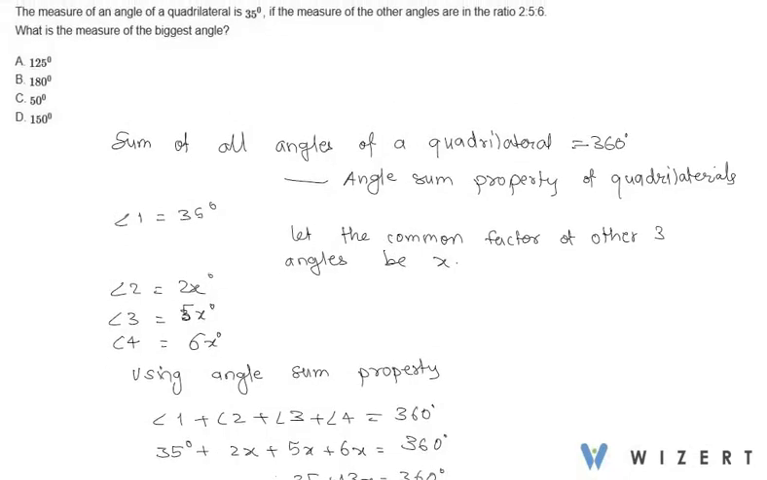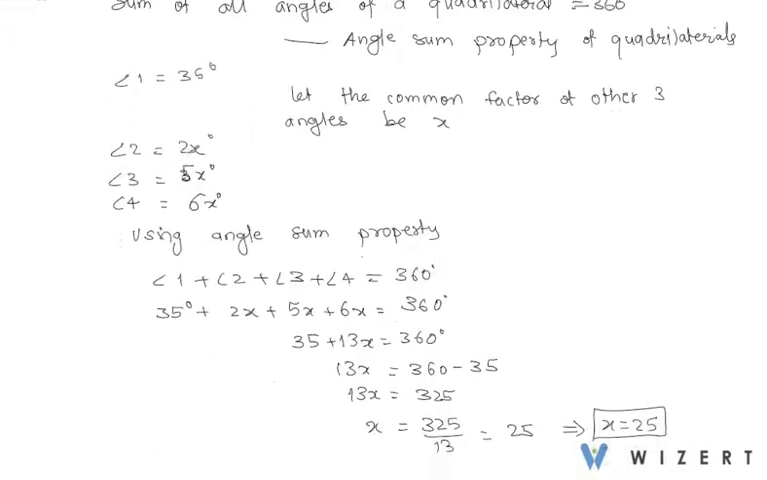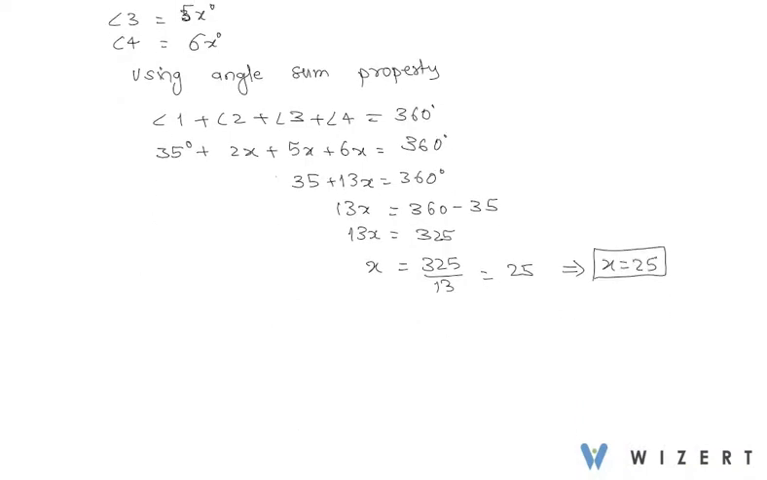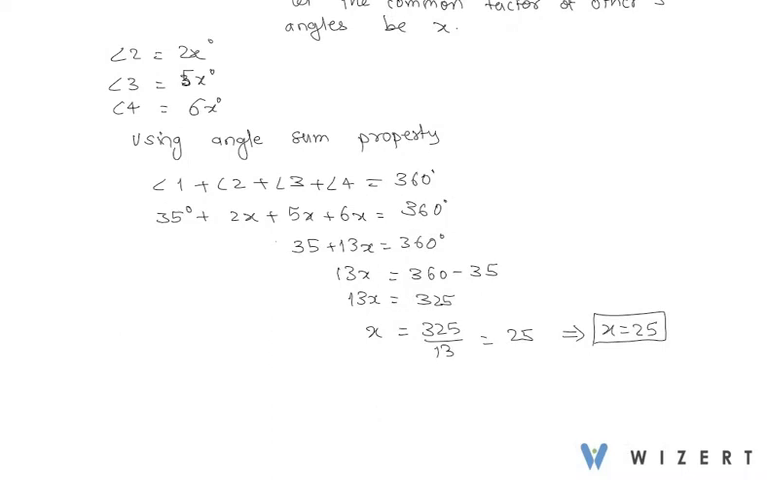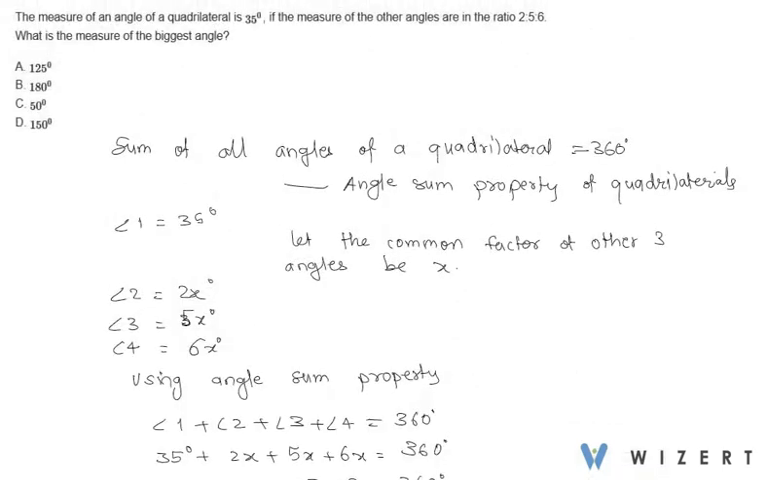So we have to find the measure of the biggest angle. Okay, so the biggest angle must be corresponding to 6x degrees. So therefore, the measure of the biggest angle is equal to 6x degrees, which is equal to 6 into 25, which is equal to 150 degrees. So let's see, yes, the answer is option D.